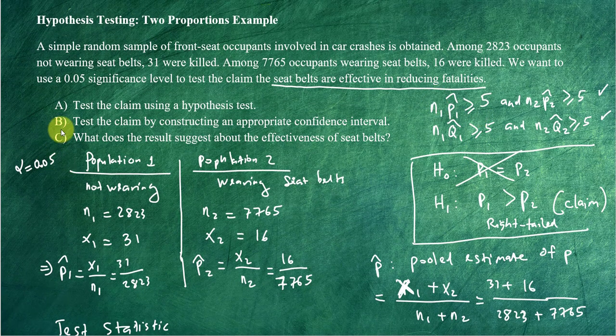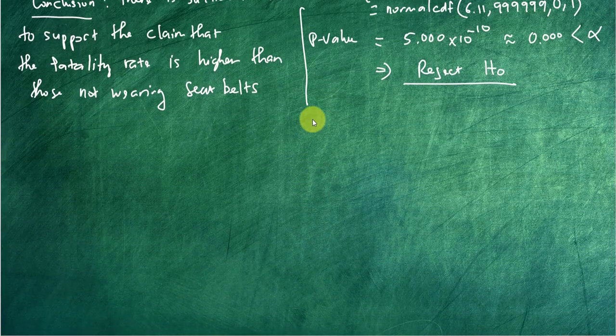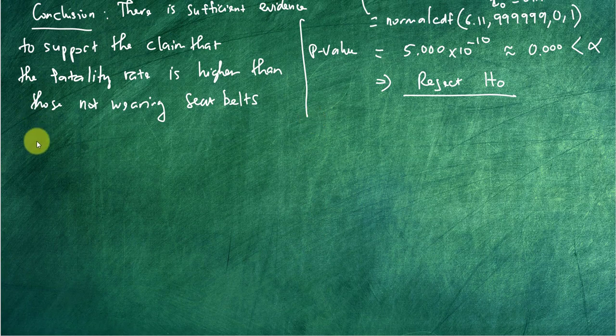Okay, part B. This is part A, where we test the claim using a hypothesis test, especially using the p-value method. Part B: test the claim by constructing an appropriate confidence interval. So let's do part B over here.